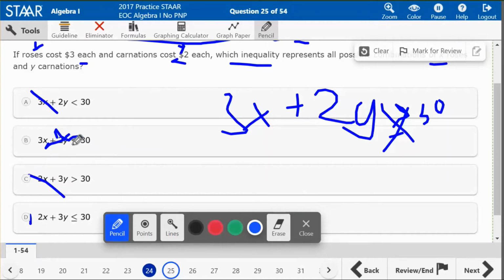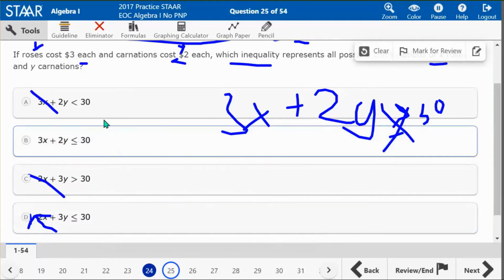Because if you read the question, roses is x and carnations are y, right? So this one says 2x plus 3y. So they're saying that the carnations are x and the roses are y, which is incorrect. And it would be B, so B wasn't wrong. Because it has the same sign you needed, and it also has the same equation. So make sure you don't get tricked.